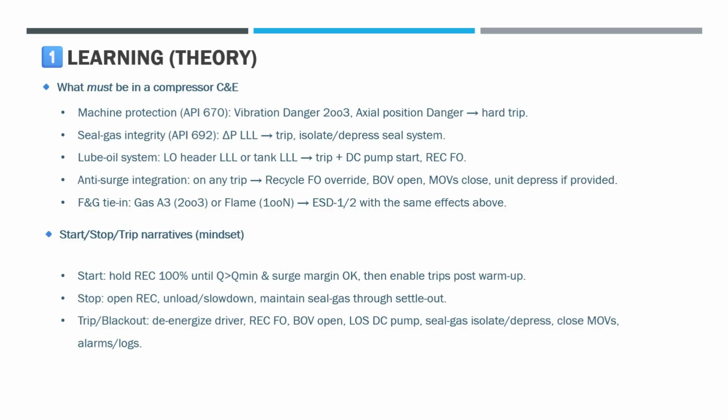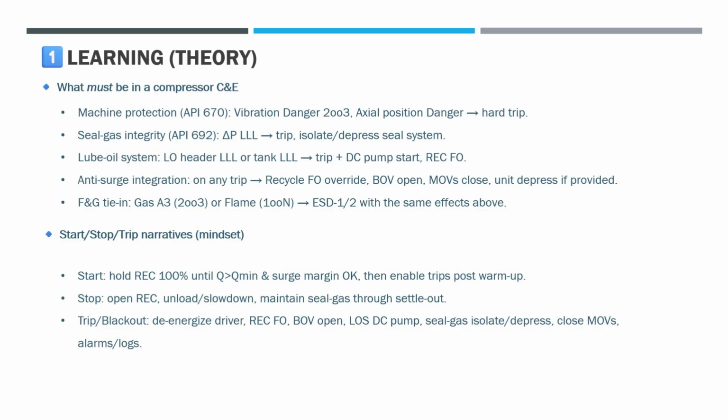Lube oil system: low header pressure or low tank level causes a trip and starts the DC pump, with recycle forced open. Anti-surge integration: on any trip, recycle valve opens, blow-off valve opens, MOVs close, and the unit depresses if required. Fire and gas tie-ins: gas 2oo3 or flame on 1oo2 connect into ESD1 or ESD2 with the same trip actions.